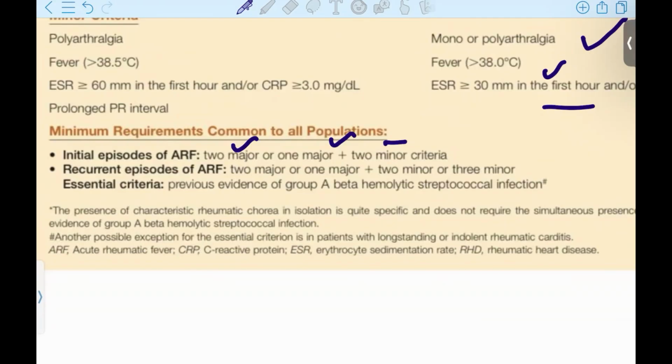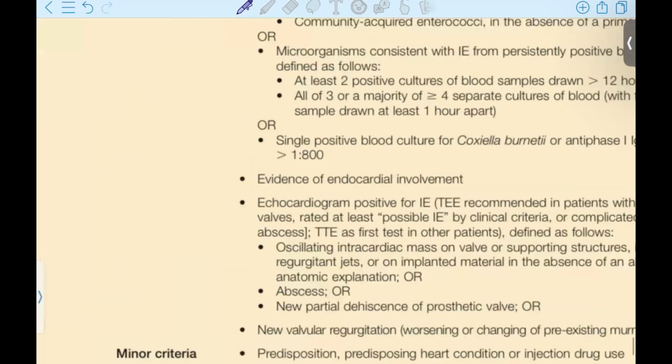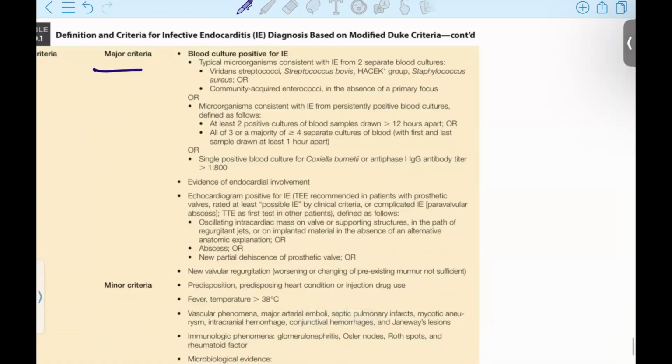Along with that, we also need the essential criteria. Group A positive beta of the AS4 titer should also be seen in this patient. First thing. Next, Duke's criteria. Major criteria will be involving the blood culture only.